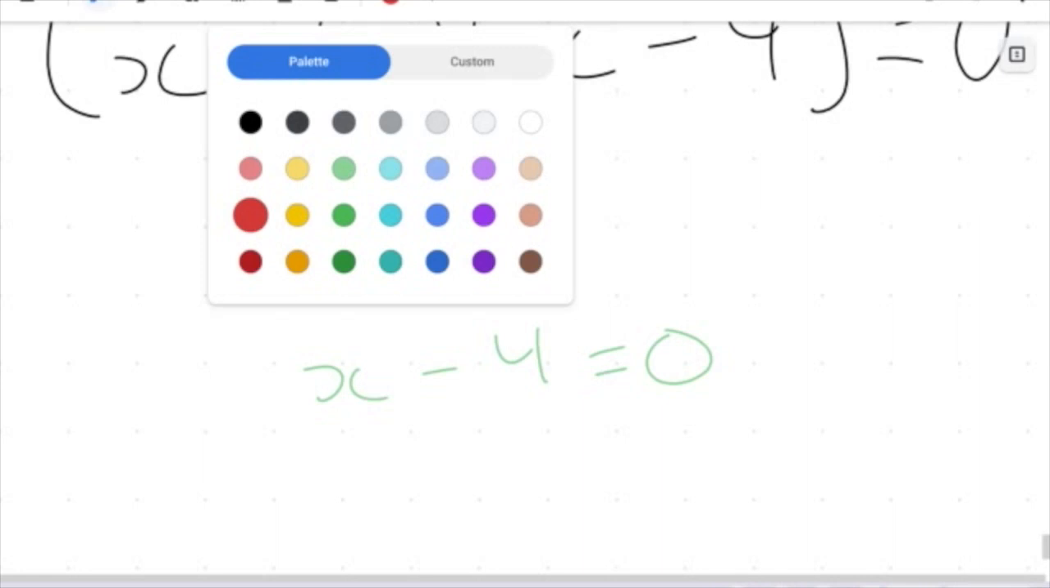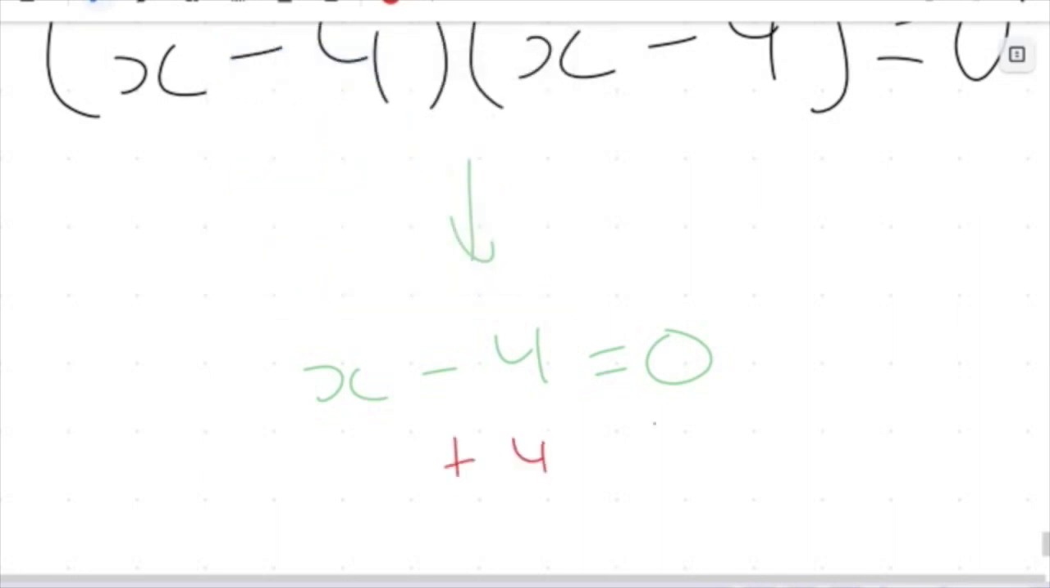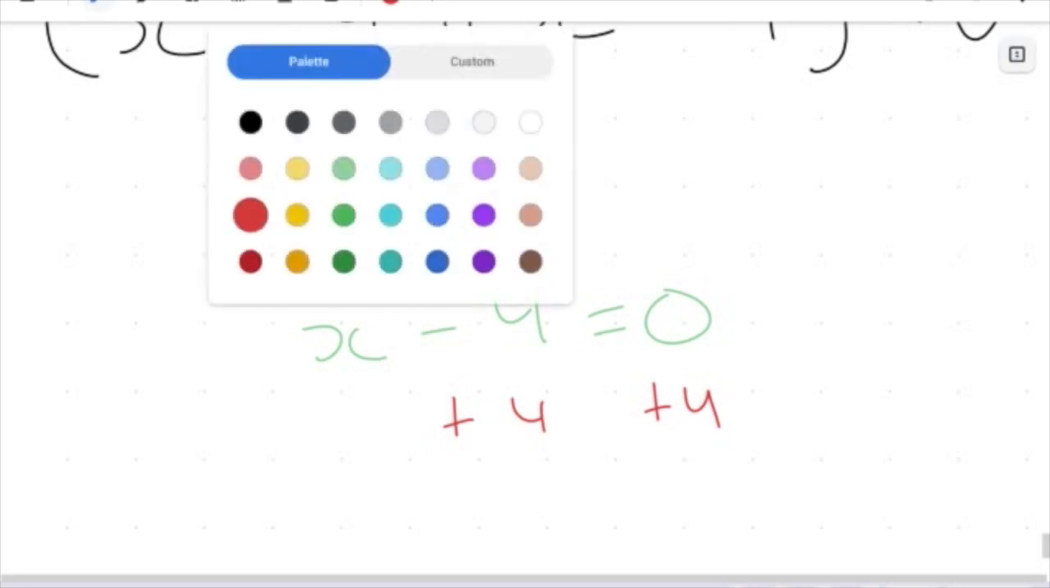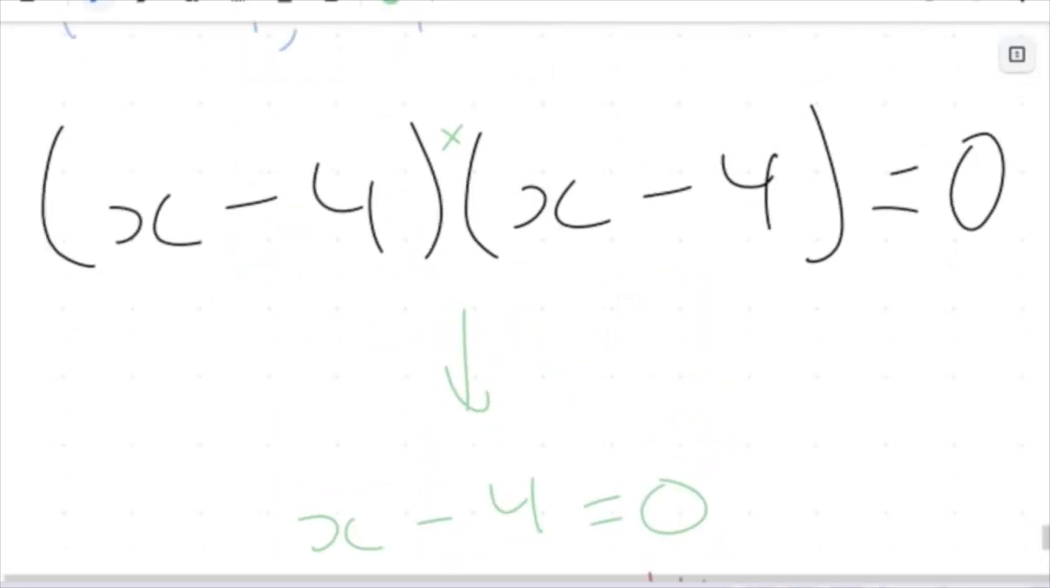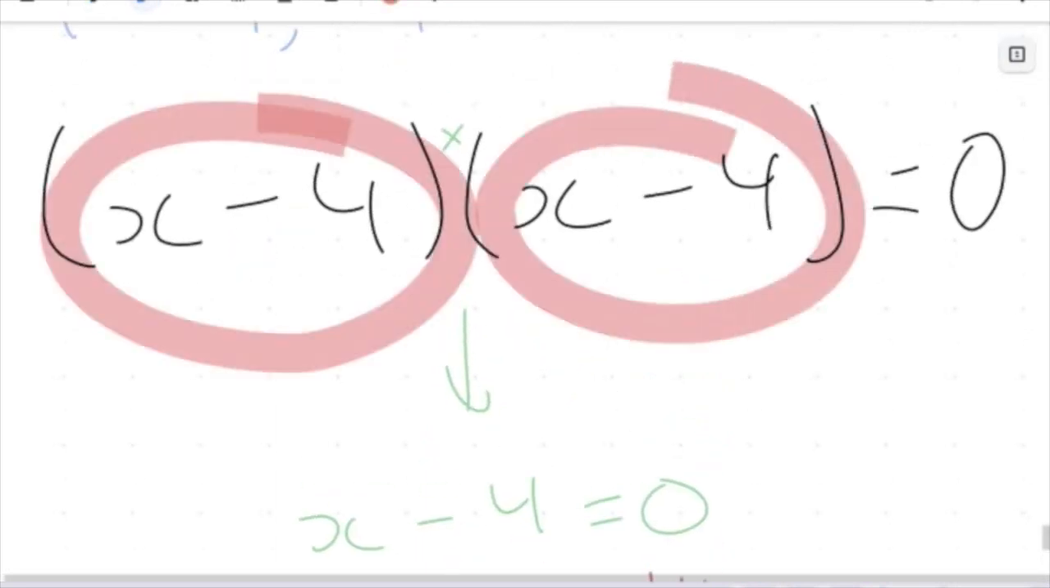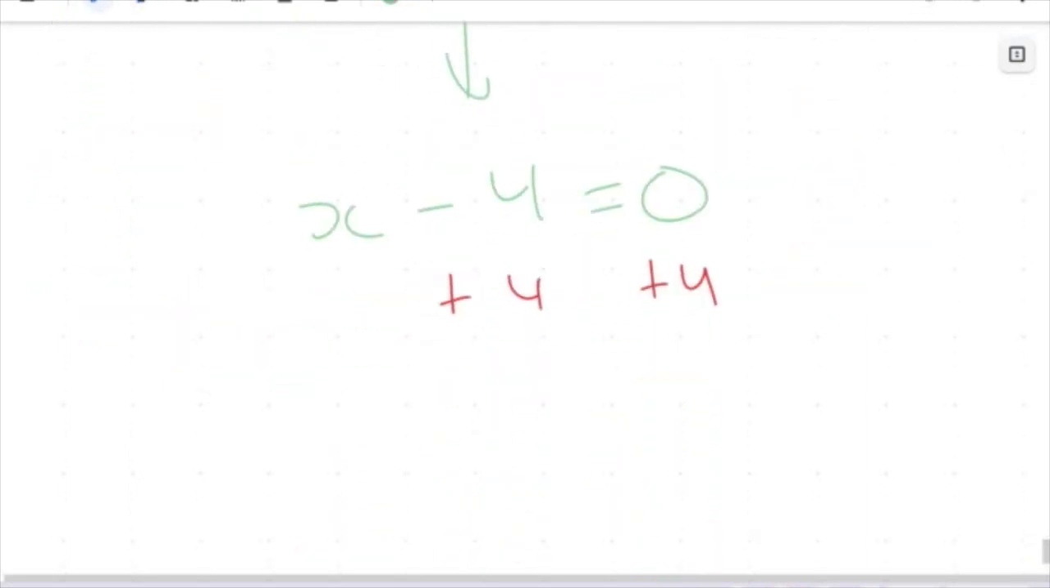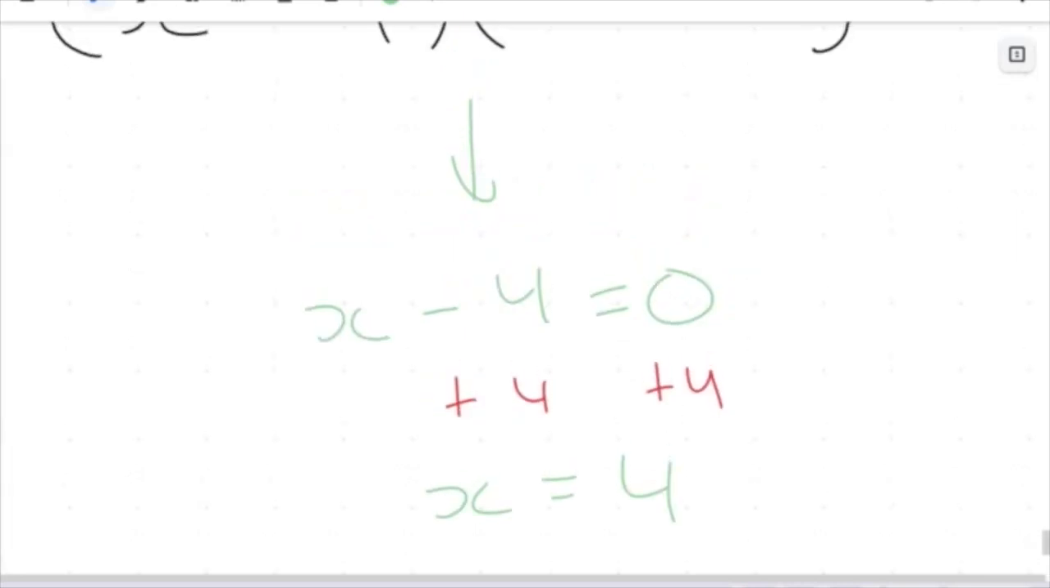So to solve this, my only solution here, I have actually still two solutions, because I have 1, 2, but the solutions are the same. They are the exact same. So this is going to be x equals 4 as my answer.